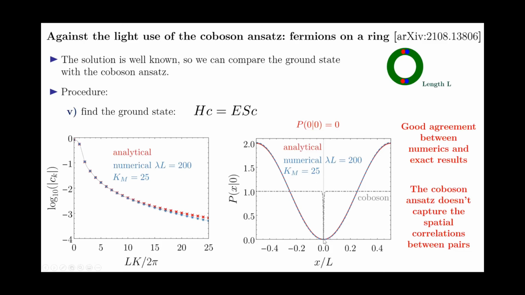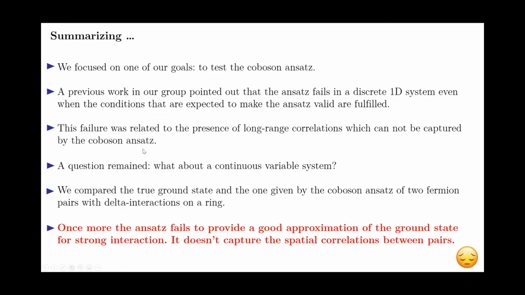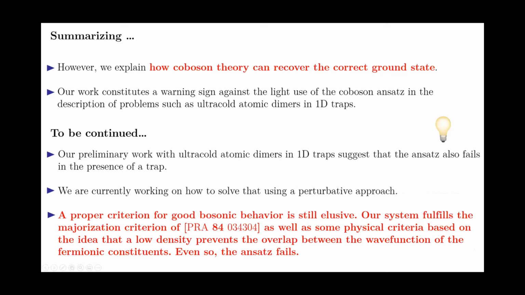In 0, both probabilities must be 0 because the fermions of the different species cannot be at the same position. This flat probability is in agreement with the previous results in the lattice work. So the main conclusions are first, that the ansatz does not give a good approximation for the ground state because it doesn't capture the spatial correlation between the pairs. And second, that even though the ansatz fails, we could show how the Qubosonic theory, or using the complete formalism, we can recover the correct ground state.